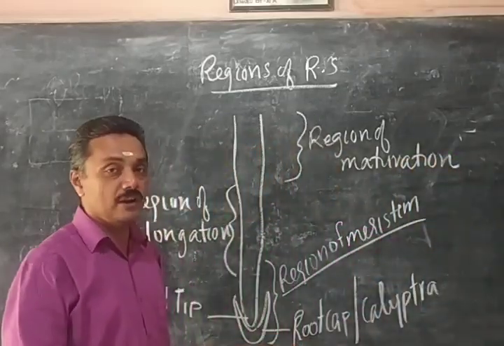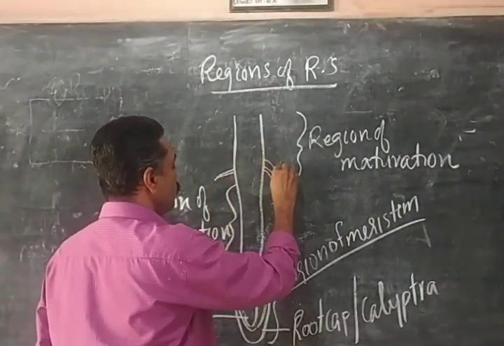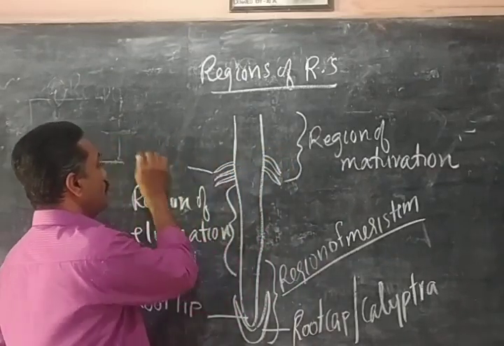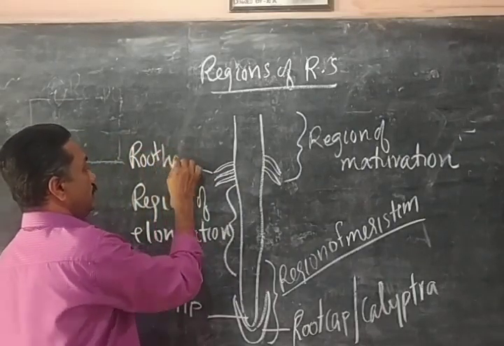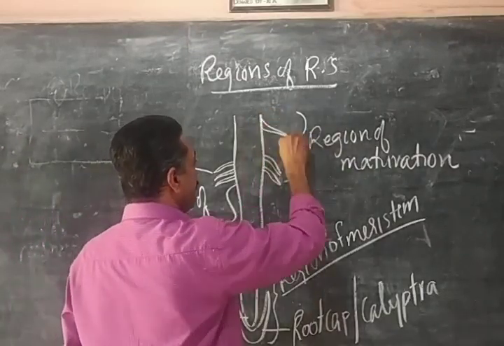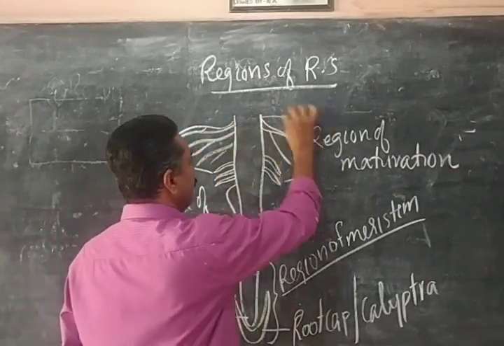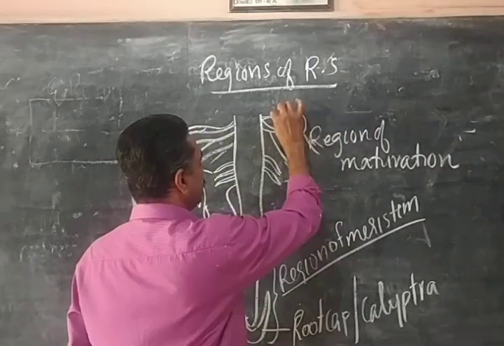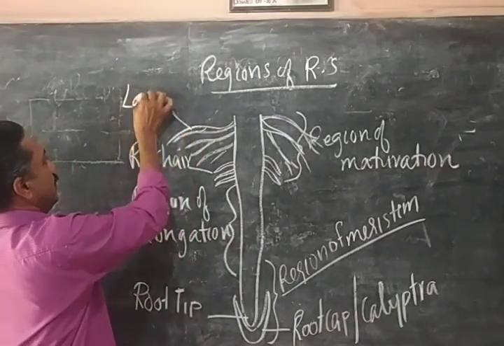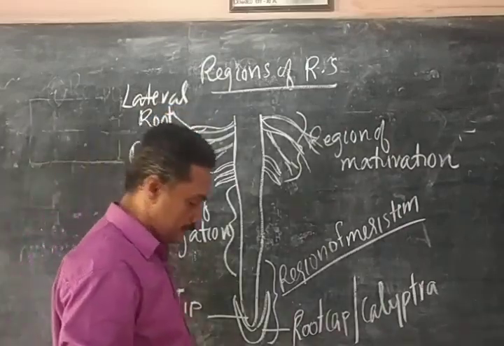In the region of maturation we can see root hairs. These unicellular outgrowths are called root hairs. They are the absorbing organs of the plant body. Behind that, lateral roots can be seen like this. These are called lateral roots.